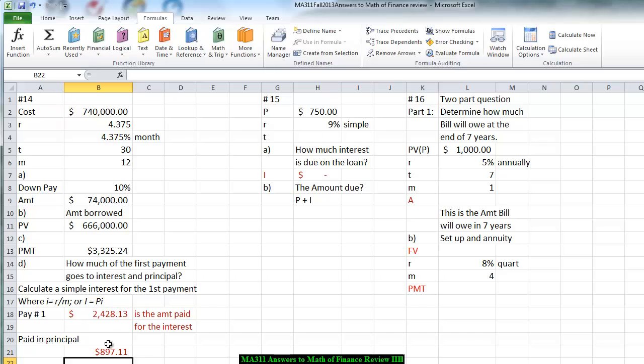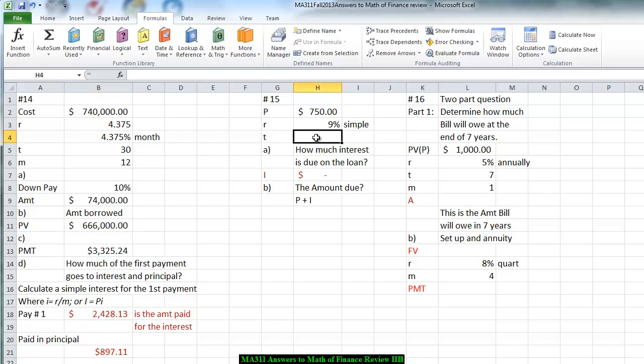And you will notice that when we go to an amortization table, the amount that we pay in principal is always going to be very small compared to the amount we pay in interest for our loans. All right, let's go to question number 15. Dan borrows $750 at 9% per year simple interest for 1 year and 2 months.